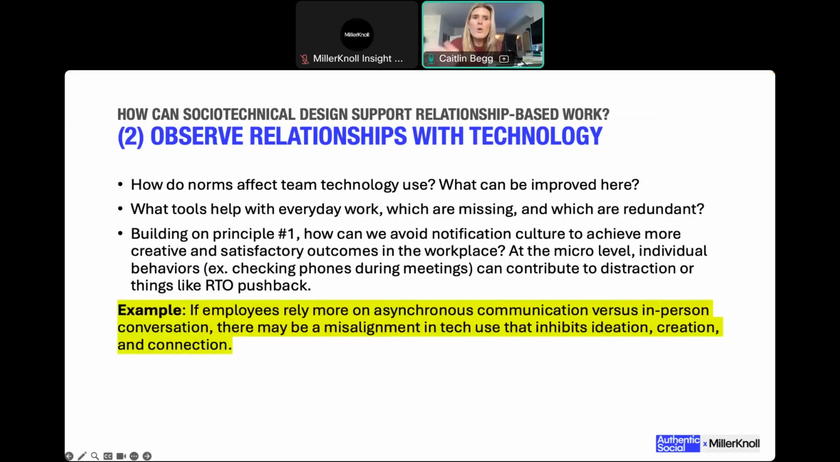So how do norms affect team technologies, and what can be improved here? And what tools help with everyday work, which are missing and which are redundant? And if employees rely more on this asynchronous communication versus in-person conversation, there might be a misalignment in tech use. And so that's important to really understand: where are the softwares that are solving some of the issues that we might have, and where are the ones that aren't?